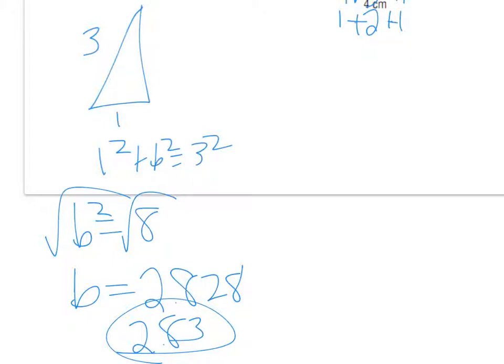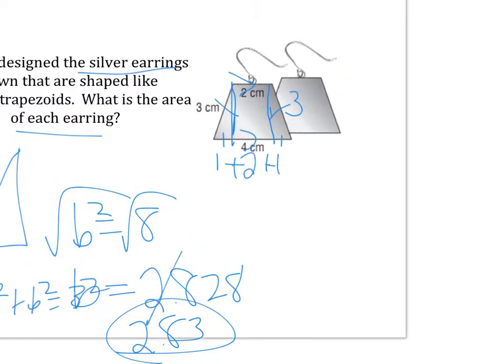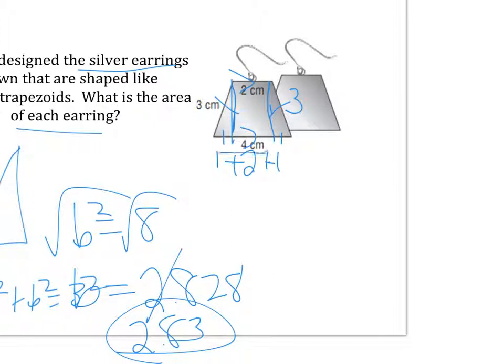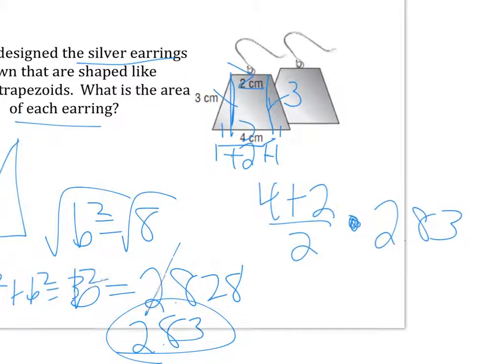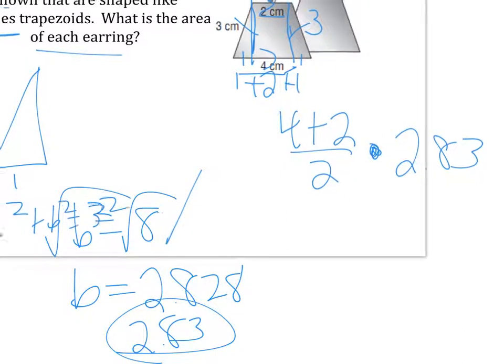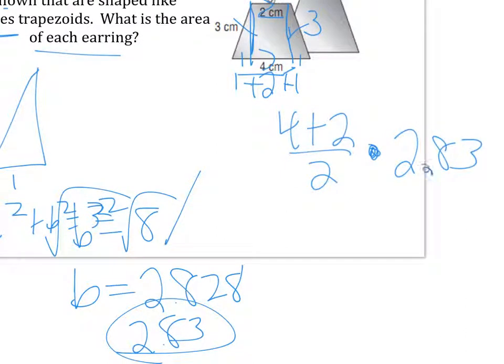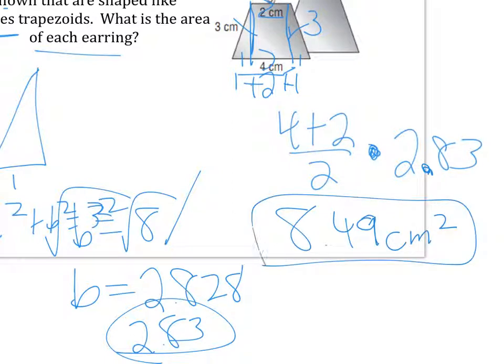So, when I go back to the problem here, I get 4 plus 2 divided by 2 times 2.83. It's kind of handy that it came with me like that. So that's going to be 3 times 2.83. So 8.49 centimeters squared. That's going to be how big that is.